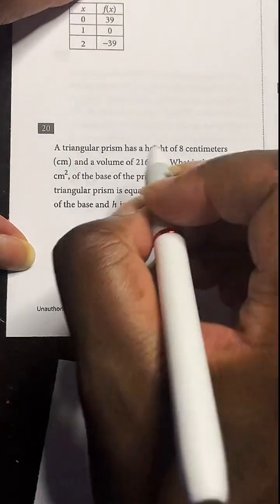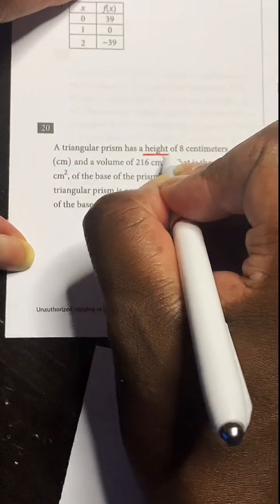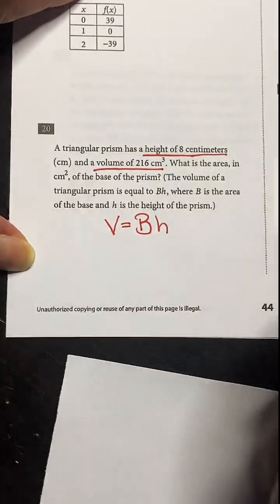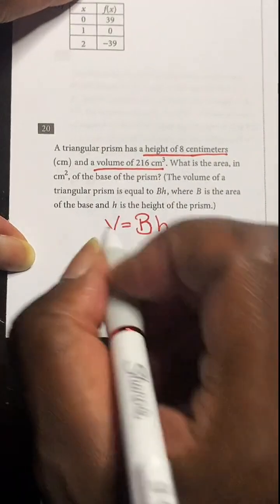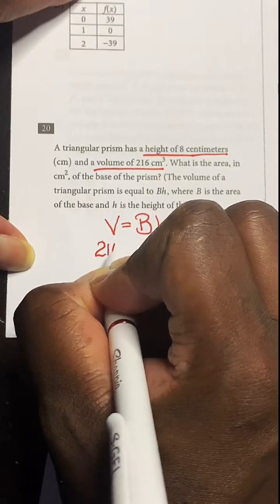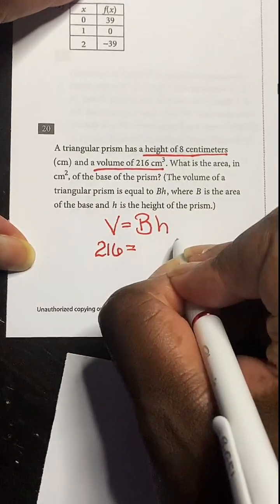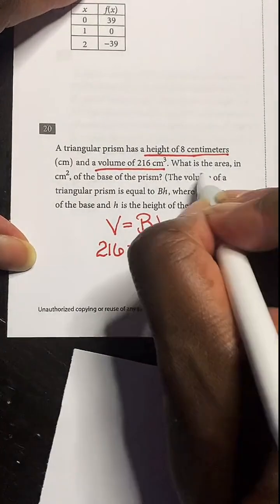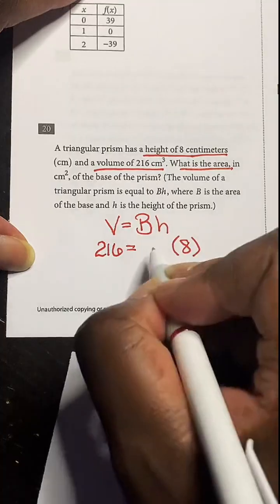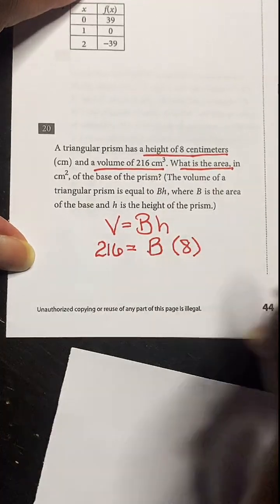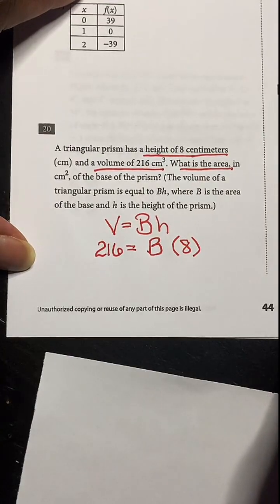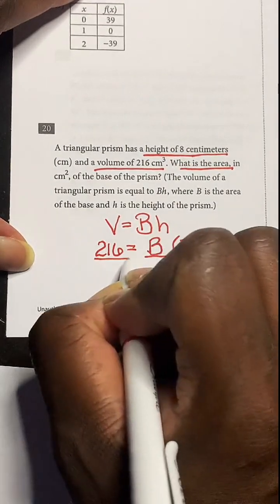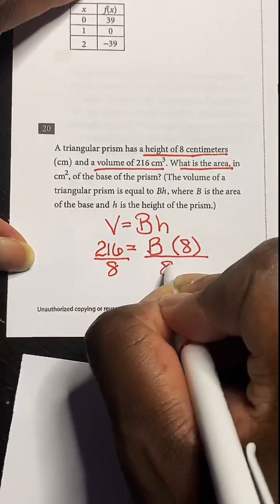So they're giving us a couple of things. They gave us the height, which is 8 centimeters. They gave us the volume, which is 216. So volume is here, 216. Our height is here. And what they want to know is, what is the area? The area is this B. We don't even need to calculate the area. So I want to get B by itself. I'm going to divide both sides by 8.